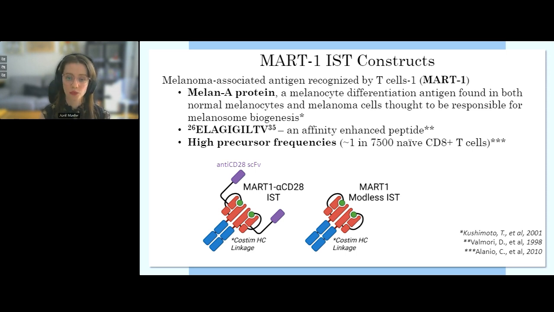In fact, it's approximately 1 in 7,500 naive cells in any healthy person that are able to recognize this MART1 antigen. So this is really important for us because it kind of hedged things in our favor. If we're able to get expansion here, that was a really good sign because there are a lot of available cells for expansion. So two constructs were made utilizing this antigen. First, one used an anti-CD28 scFv, which is the very classic co-stimulatory marker required for naive activation, and one did not have a co-stimulatory domain. So this was our negative control that we termed modless.